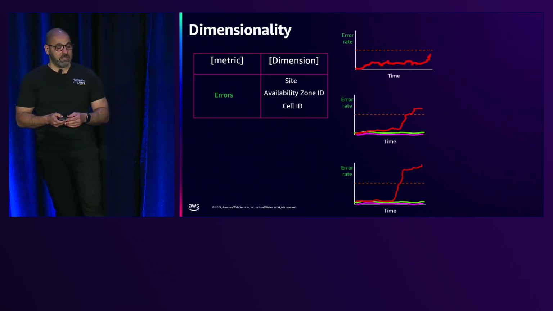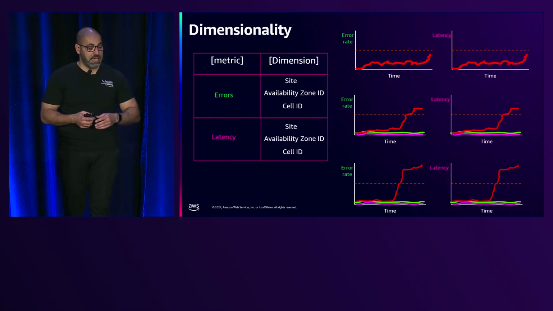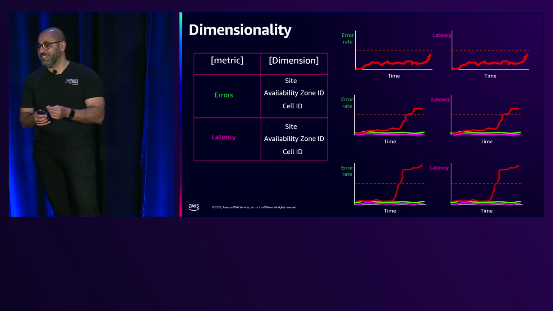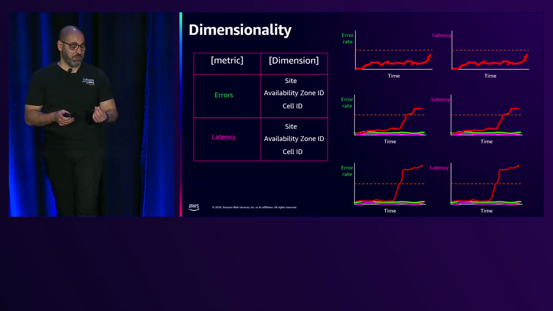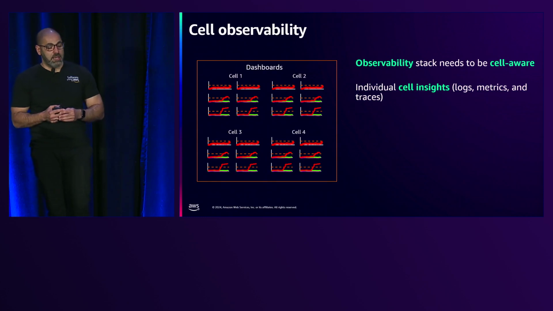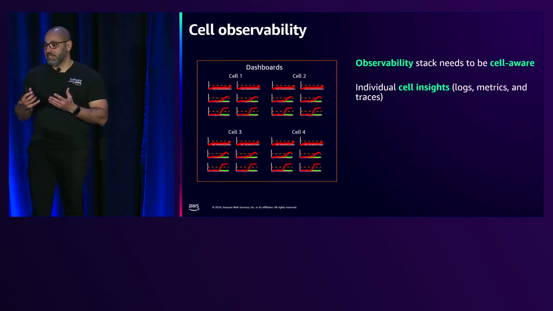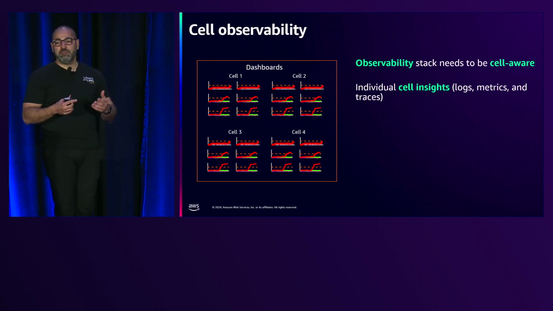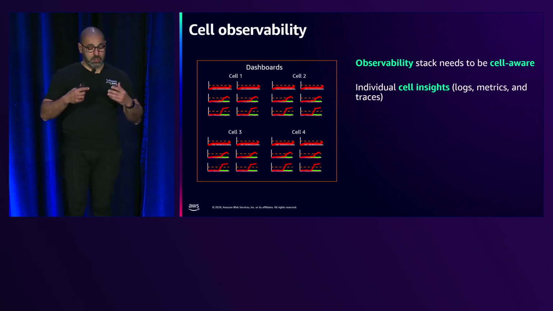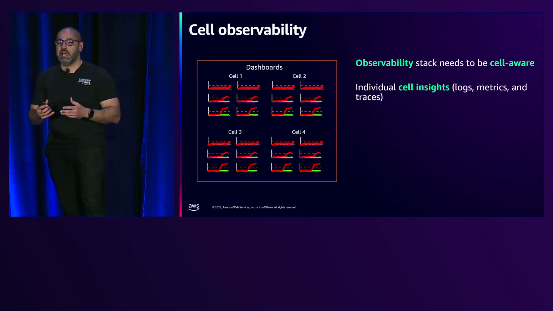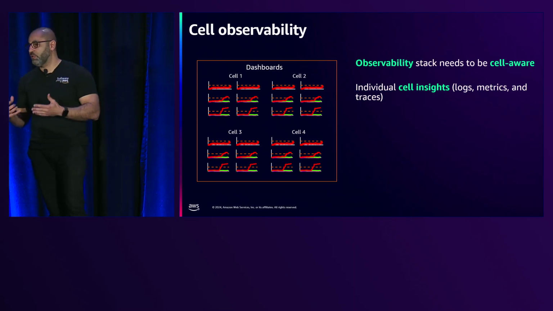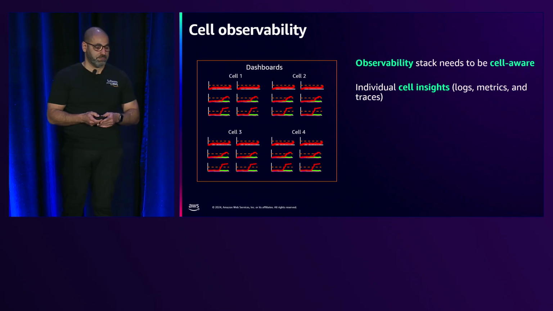You could add more metrics, and you could build out your dashboards as a result of this. And you could be even more granular if you want to include instance ID as a dimension as well. And this is what cell observability is. Your observability stack needs to be cell aware, which will give you individual cell insights, and you could track them independently and be able to get a granular view of your system performance as a whole.